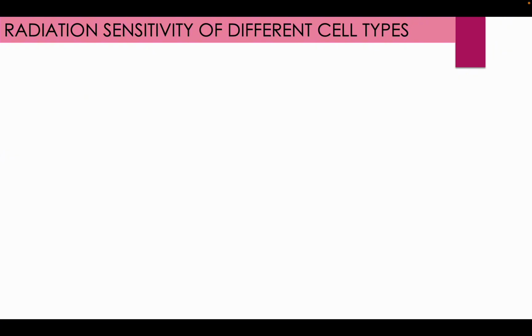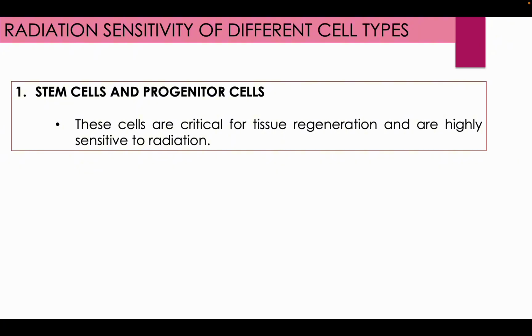Not all cells are equally sensitive to radiation. Cells that are rapidly dividing and also have high metabolic activity are more susceptible to radiation damage. These are, number one, the stem cells and the progenitor cells. These cells are critical for tissue regeneration, and they are highly sensitive to radiation.